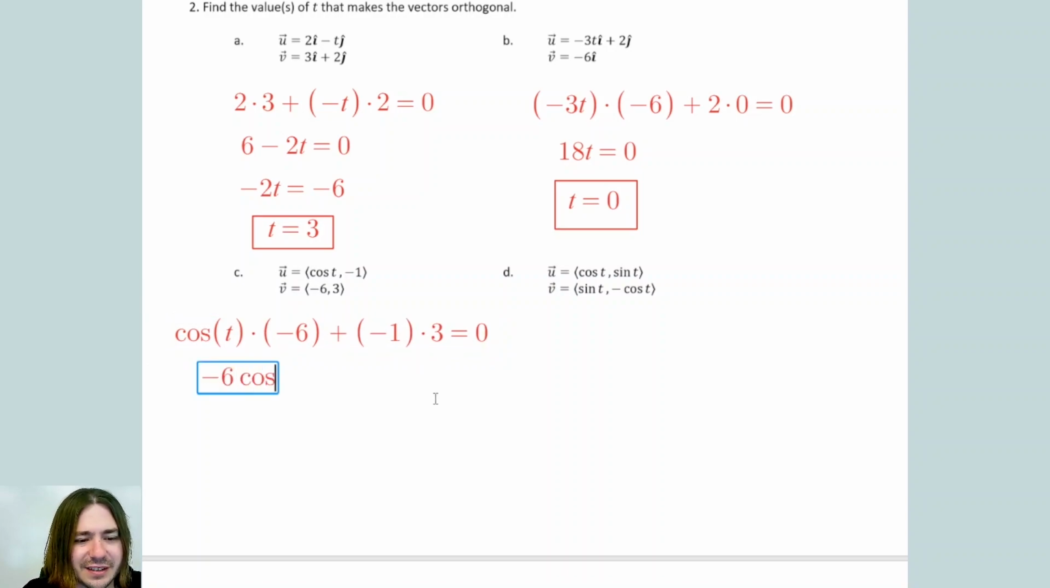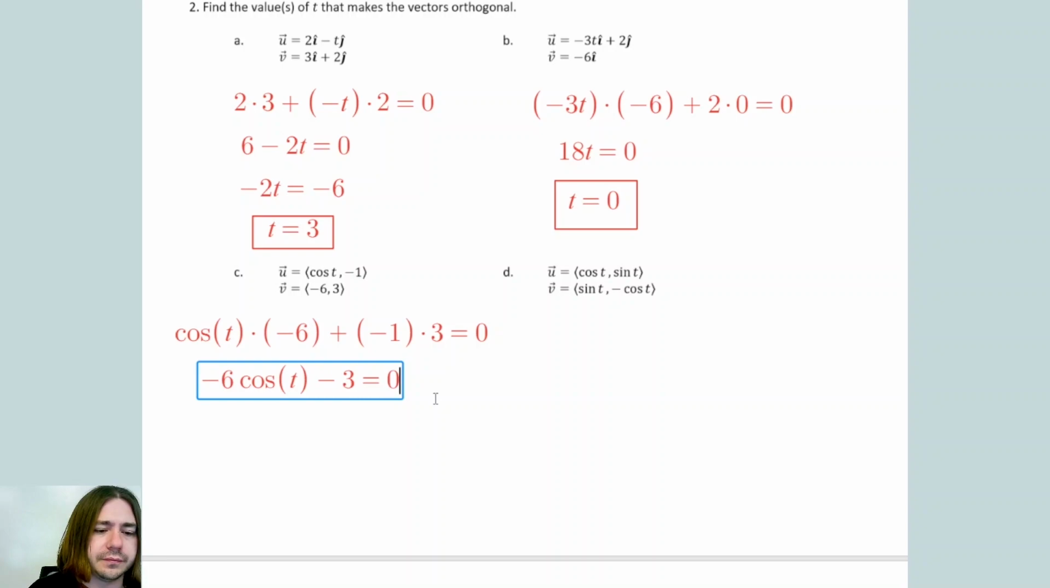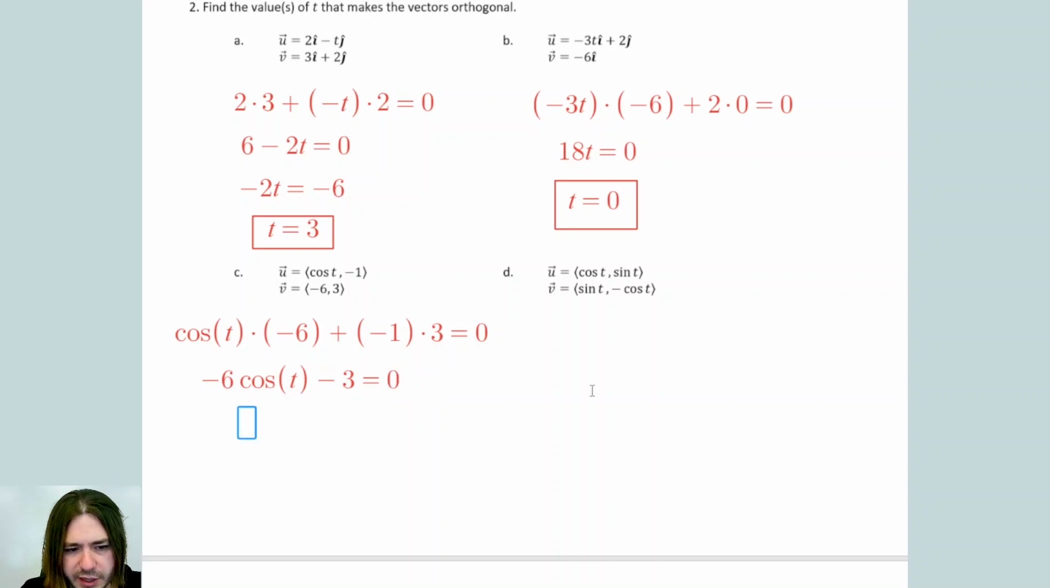We've got negative 6 times cosine t plus, let's see, negative 1 times 3 would be negative 3, so minus 3 equals 0. And we need to solve this, so we've got negative 6 cosine of t equals 3 after adding 3 to both sides. If we divide both sides by negative 6, we get cosine of t equals negative 1/2.